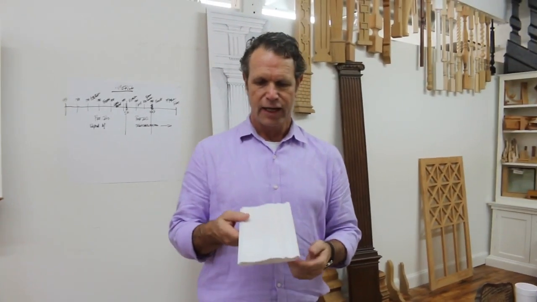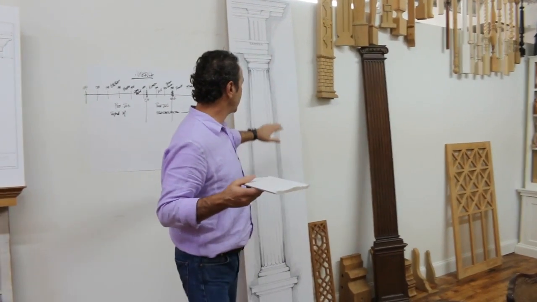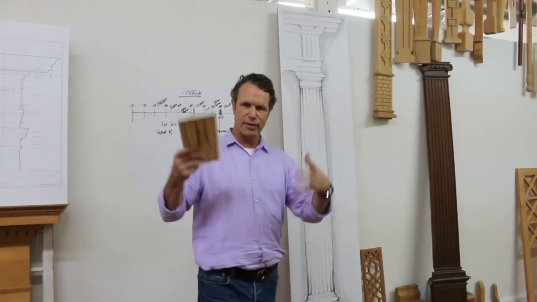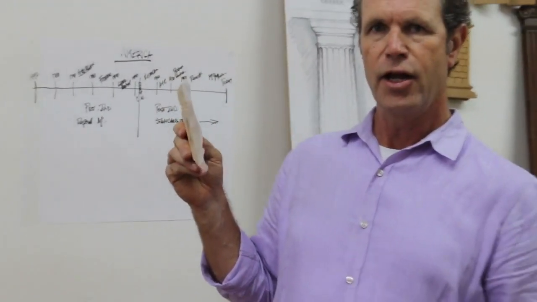One of the other things, crowns have gotten really big, okay? And remember, the whole system of this classical system is that there's a proportionality, that all the parts and pieces relate. Look how big this crown is. It's like 5 inches wide.